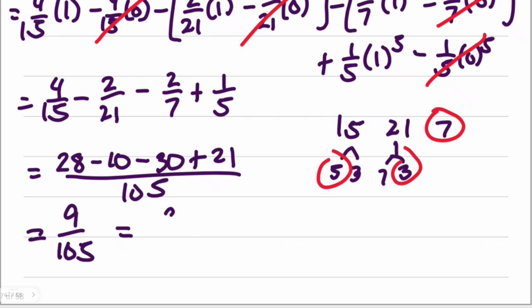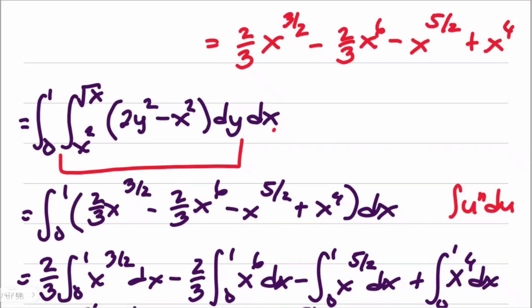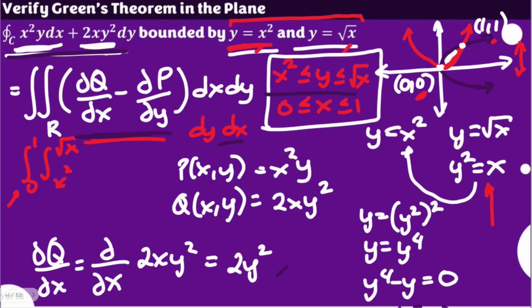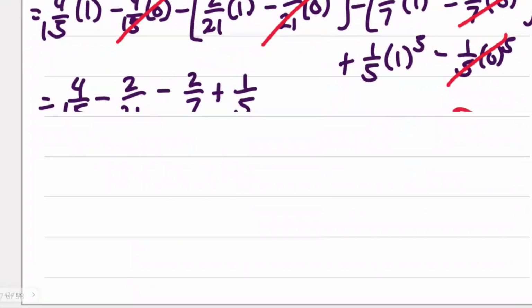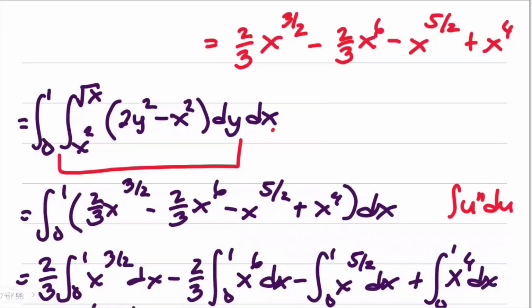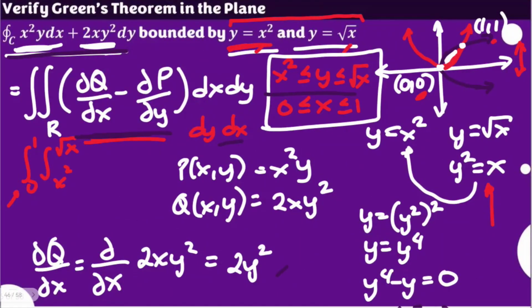You have here 3 over 35. And yes, this is the final answer. This is the result for the integral of the given function along the path or the region bounded by y is equal to x squared and y is equal to square root of x. And this has been verified using this Green's theorem in the plane. Again, our answer is 3/35. The answer for this item here, 3 over 35.